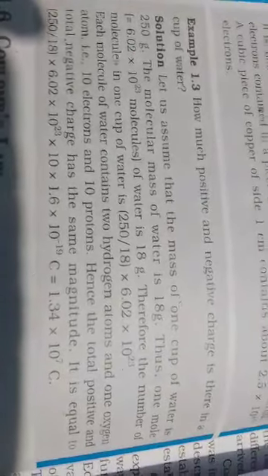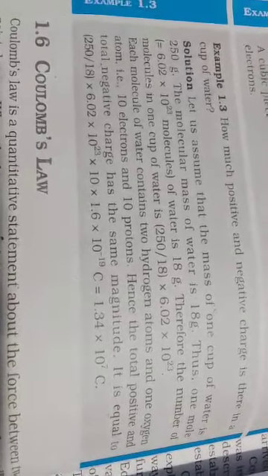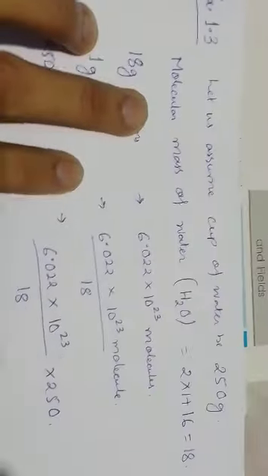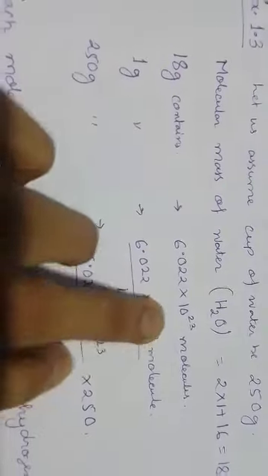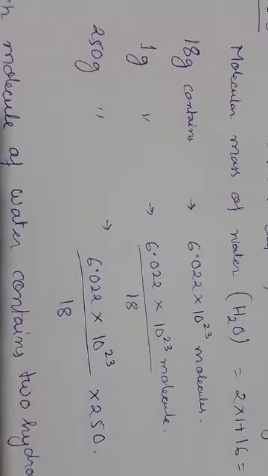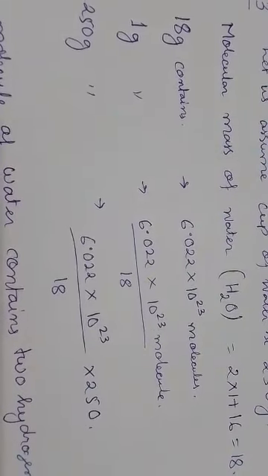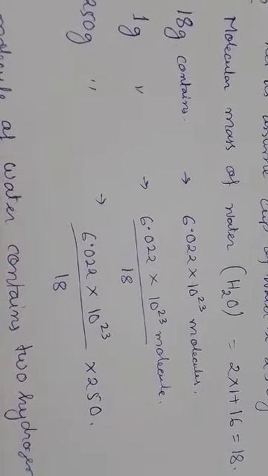Next we have this question: how much positive and negative charge is there in a cup of water? For that, we are assuming that the cup of water has a mass of 250 gram. Okay, let us assume that the mass of 1 cup of water is 250 gram. Now, first of all, we are trying to calculate the molecular mass of water, that is H2O, that is 2 into 1, plus the molecular mass of oxygen, that is 16, so we will get 18.